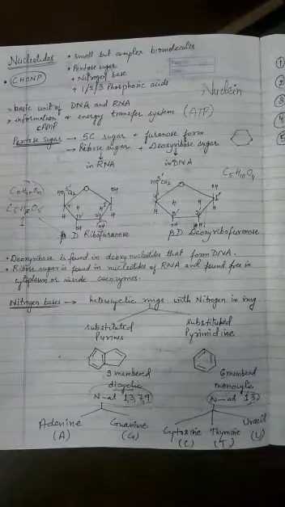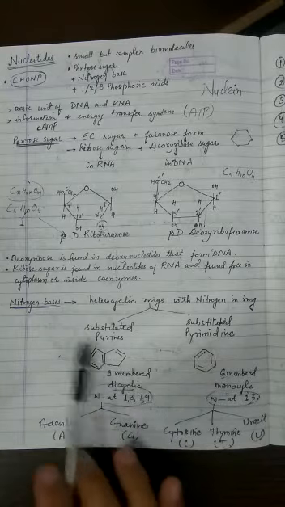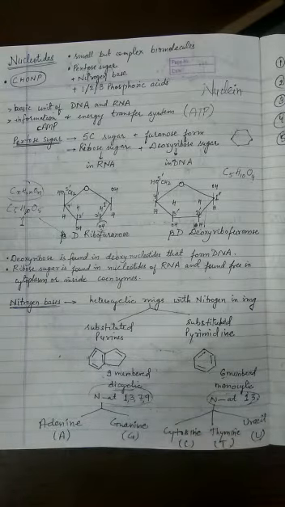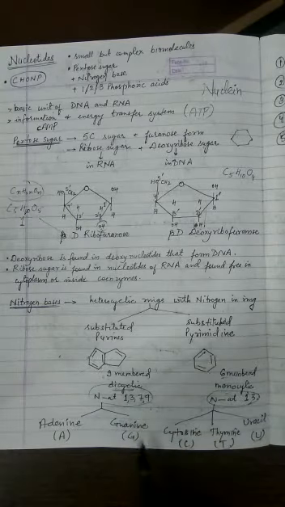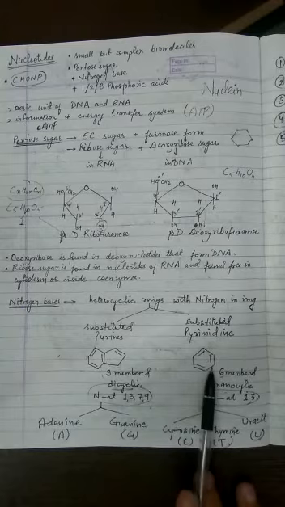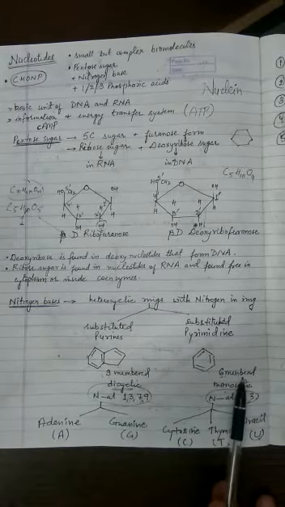So just remember the differences between the purines and the pyrimidines, or you can say purine nitrogen bases or simply purine bases and pyrimidine bases. The first easiest difference is that purine is larger in size and pyrimidine is smaller in size. This is a 9-membered nitrogen base. This is a 6-membered nitrogen base.